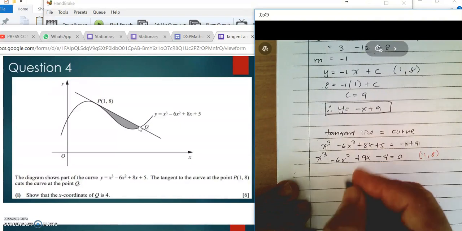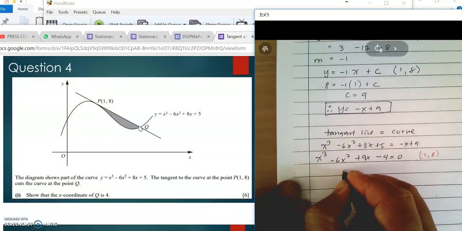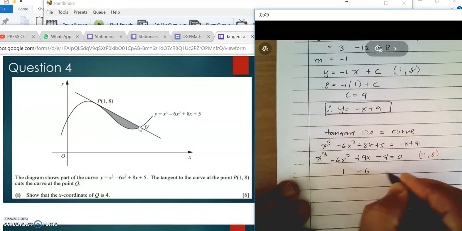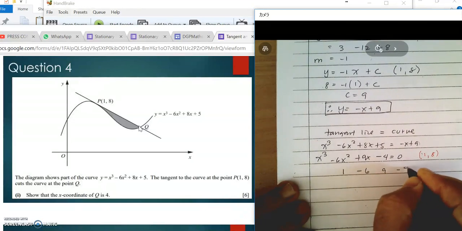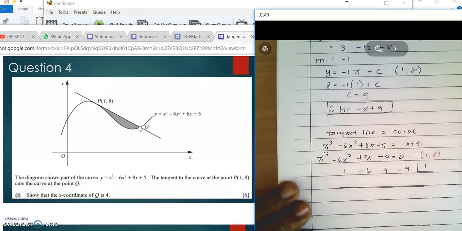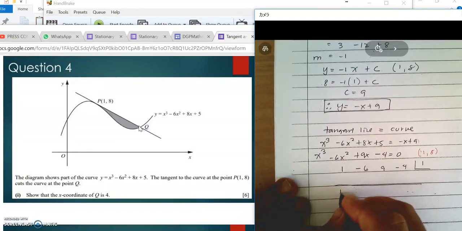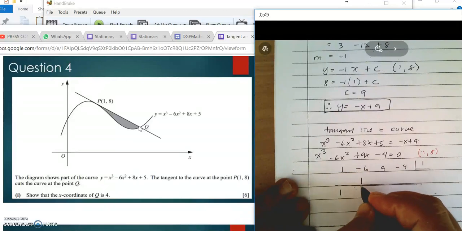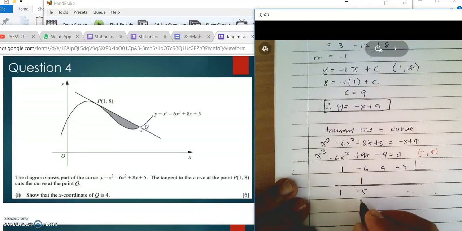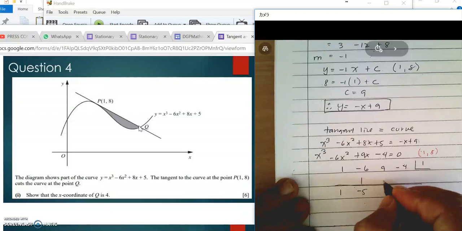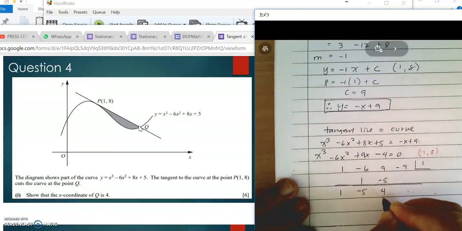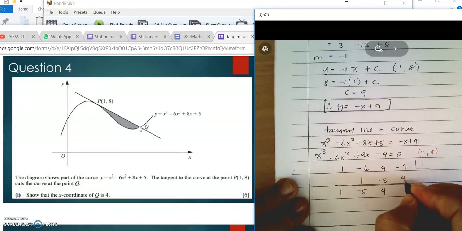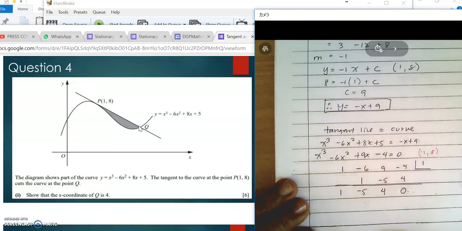So therefore, we can do synthetic division. You take 1, negative 6, 9, negative 4, and then you put here 1. Bring it down. 1 times 1 is 1. Negative 6 plus 1 is negative 5. Negative 5 times 1 is negative 5. 9 plus negative 5 is 4. 4 times 1 is 4, and that is 0.